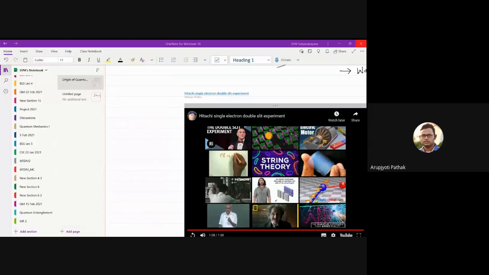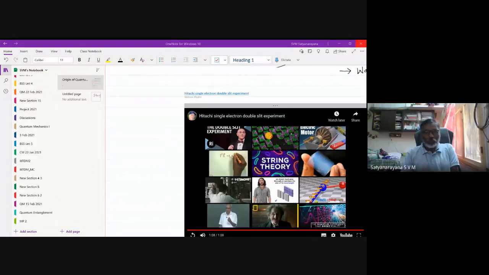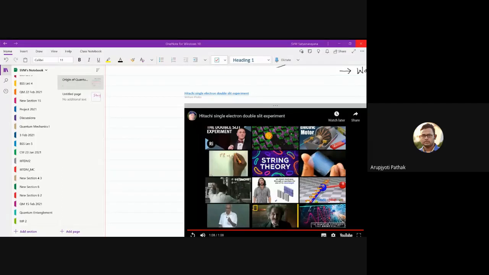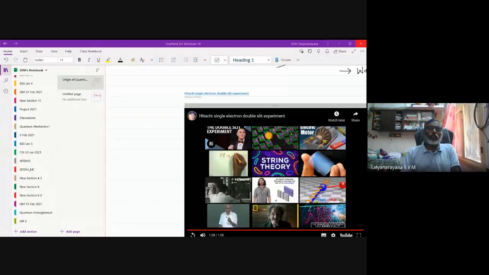And it's behaving like a wave when passed through the slits, and behaving like a particle when it hits the screen. Okay, so that means you are saying, you are trying to make the mystery slightly more mysterious.